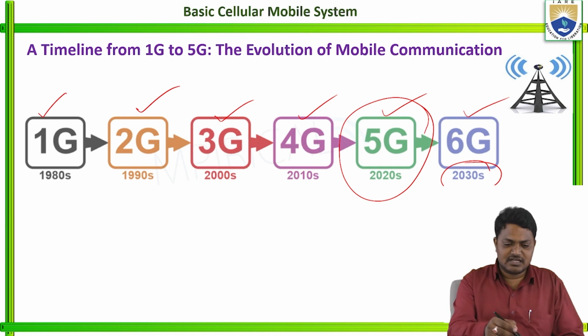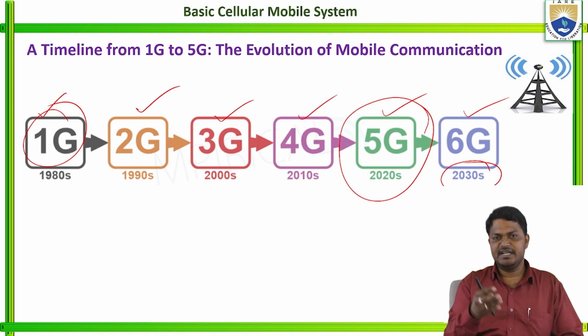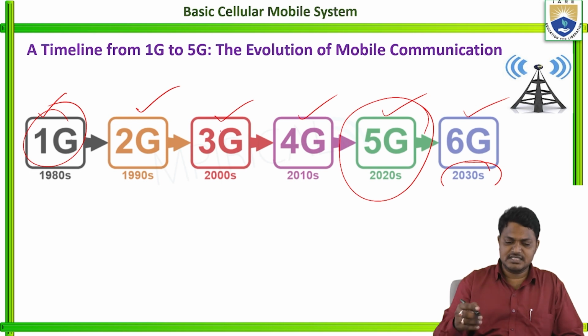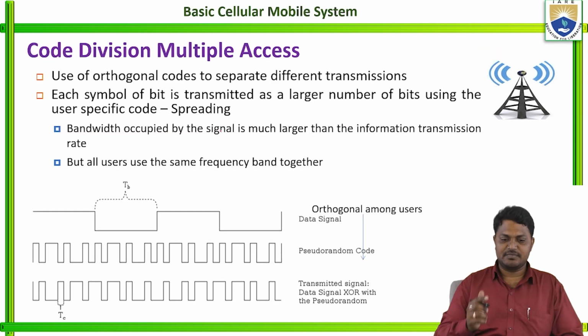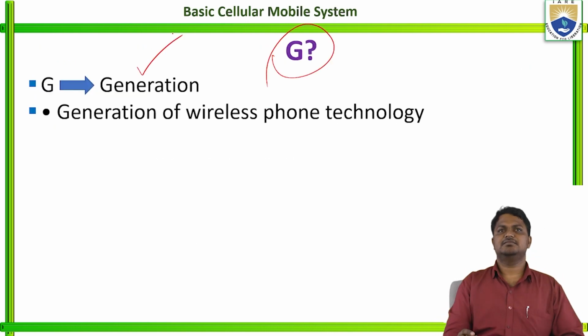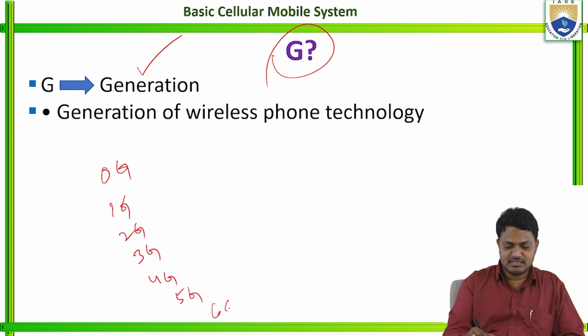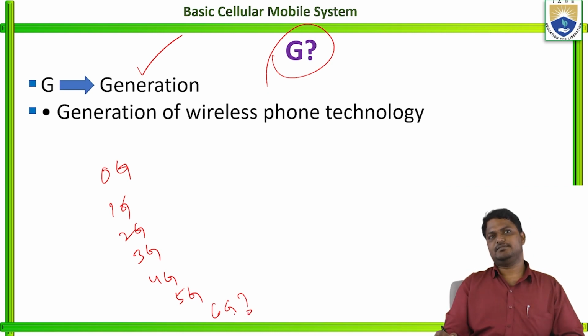One by one we will discover what is 1G, what is 2G. We will discover what frequency they use, what the speed is in 1G, what the speed is in 2G. So in each generation we will discuss. First of all, what is G here? Here the G is nothing but generation. Basically, different generations are available in mobile communication: 0G, 1G, 2G, 3G, 4G, 5G, and 6G in the future.